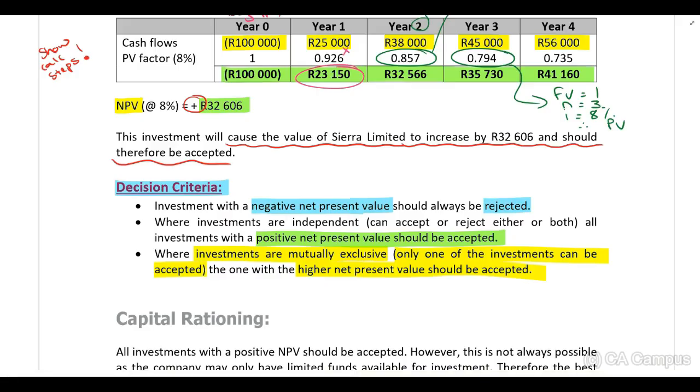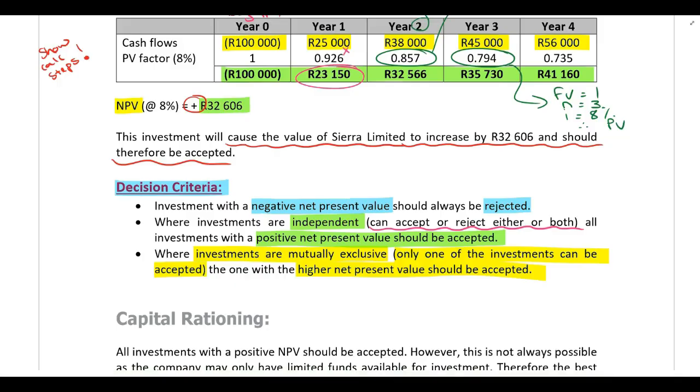If the company has enough money available and they would like to invest in all of them, we are then dealing with an independent investment, and that means that all projects that have a positive net present value should be accepted, and all projects with a negative net present value should be rejected. So guys, please note, if they are independent, that means we can accept or reject either or both. So the company has enough money to invest in all of the projects if they want to.